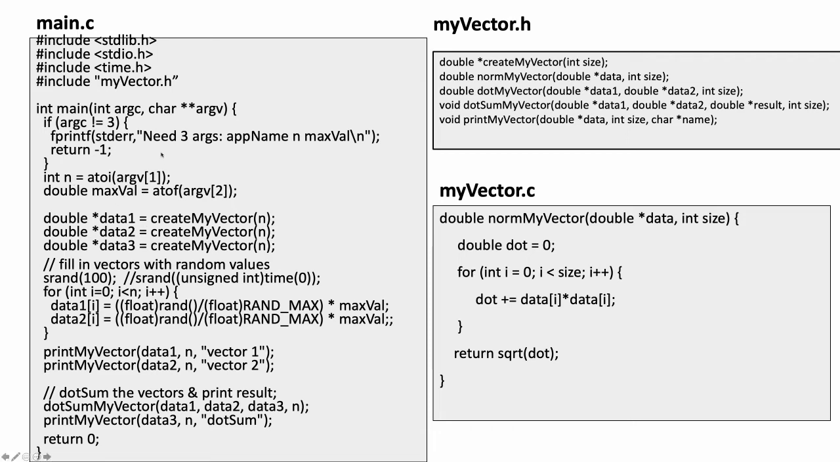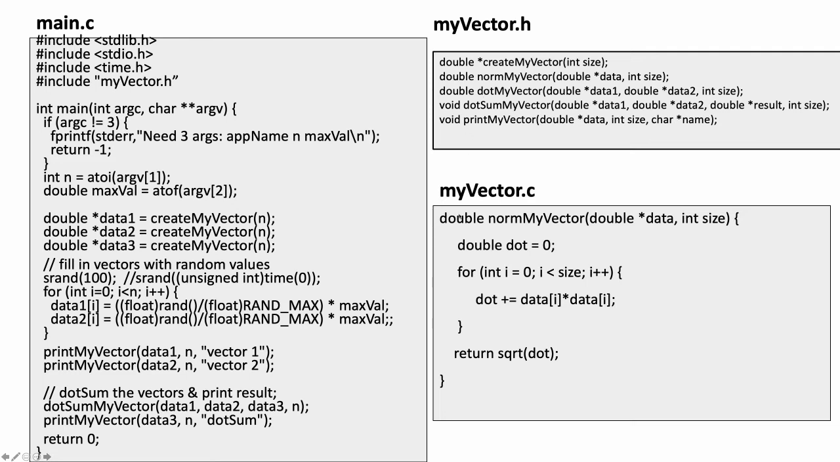So from the command line, from this argv, I'm going to get n and maxval using the functions a2i on argv1 and a2f on argv2, which will return an integer and a floating point from this character pointer. Note 1 and 2, app name is actually argv0. Sometimes the application wants to know whatever application name you gave it. Then we are going to create 3 vectors, each of size n. We're going to randomly fill those vectors with numbers between 0 and maxval. Then I'm going to print out the 2 vectors. I'm going to do the dot sum of my vector, and then when I'm done, I'm going to print the result.